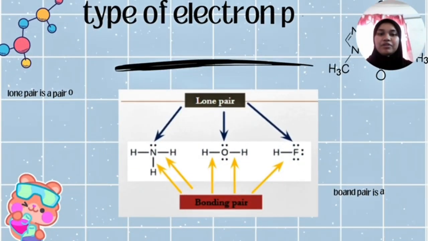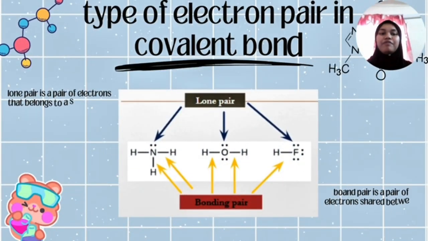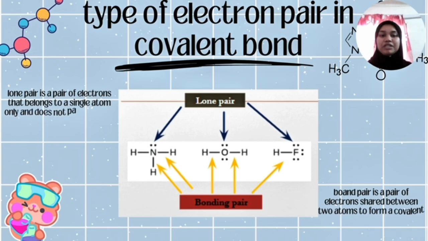Next, type of electron pair in covalent bond. In covalent bond, we have two pairs, which is lone pair and bonding pair. What is lone pair? Lone pair is a pair of electrons that belongs to a single atom only and does not participate in bonding. Next, what is bonding pair? Bonding pair is a pair of electrons shared between two atoms to form a covalent bond.